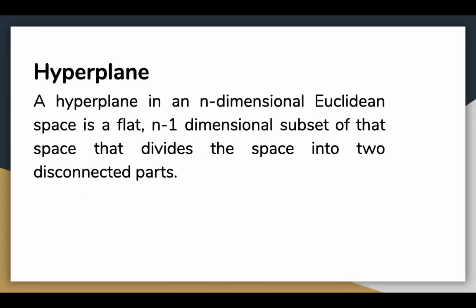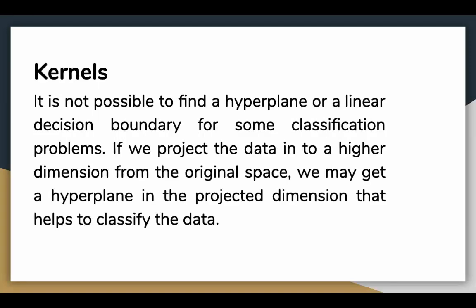So, let's talk about the hyperplane now. A hyperplane in an n-dimensional Euclidean space is a flat n-1 dimensional subset of that space that divides the space into two disconnected parts. So, a line is a hyperplane, or even a 2D plane for a 3D data is a hyperplane. SVM algorithms use a set of mathematical functions that are defined as the kernel.